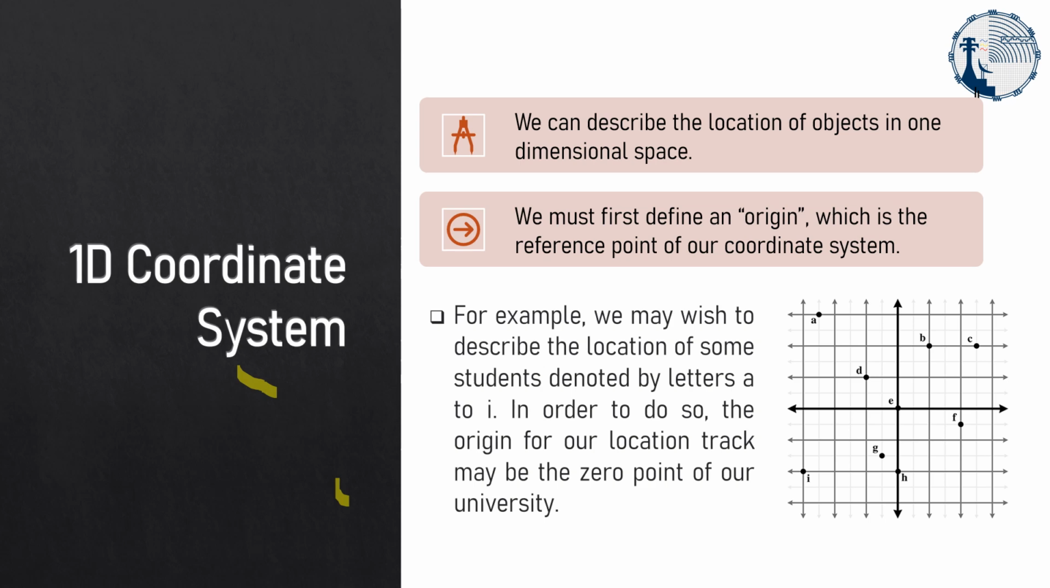Let's say we want to point out the locations of some objects in a one-dimensional space. For that, we have to define an origin, which is the reference point of our coordinate system. Then we can define those points with respect to the origin. For example, we may wish to describe the locations of some students of our university. They are denoted by letters from A to I. In order to describe their locations accurately, let us consider the 0 point of our campus as the origin. Now their positions can be described by the distance from the 0 point.